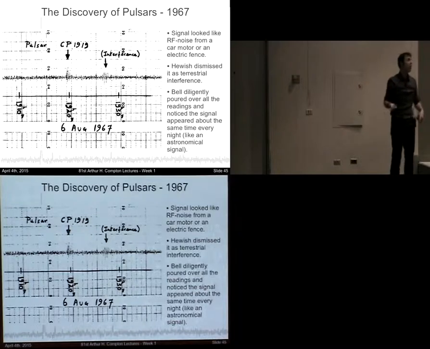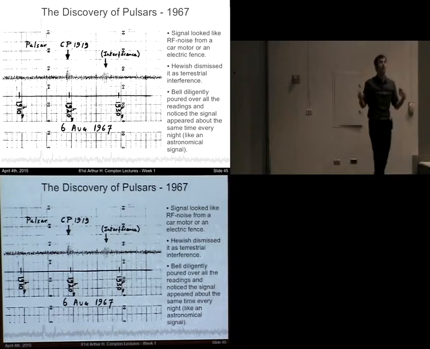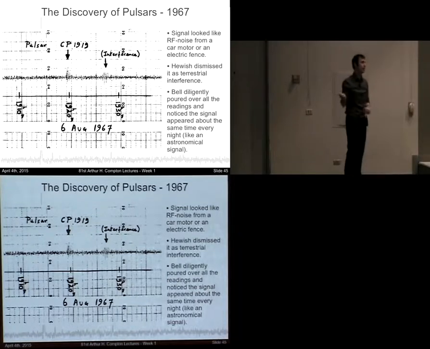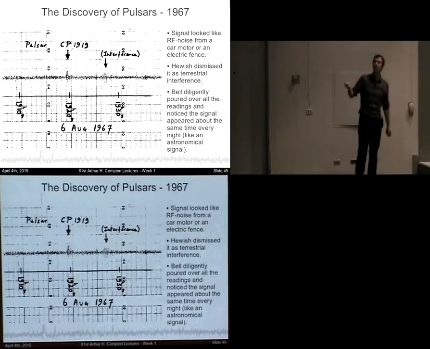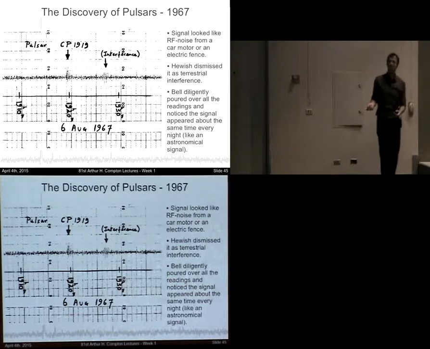It looked very much like this signal here, which would come all the time. It's just interference. Lots of stuff makes radio signals that a telescope like this can pick up. Your car motor, an electric fence, lots and lots of things can make a radio signal. And so they would see this interference all the time. However, what Jocelyn noticed was that this same signal was showing up at the same time every single night. How can that be?